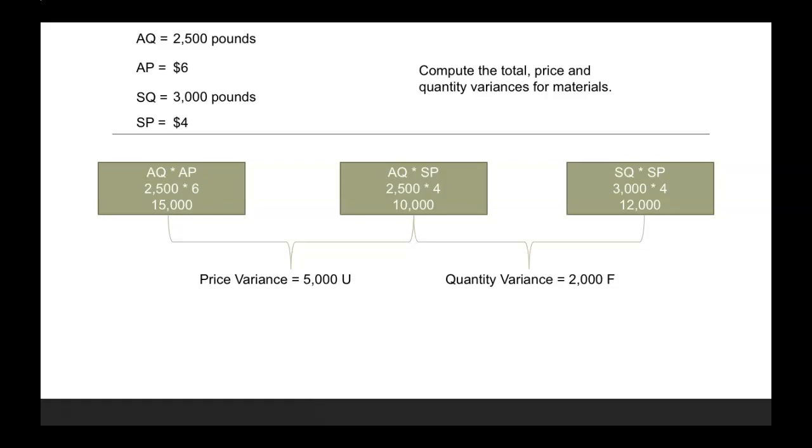So now we have a price variance of 5,000 unfavorable and a quantity variance of 2,000 favorable. Since they're different signs, right? One's unfavorable, one's favorable, we take the difference. So our total variance here will be 3,000. 5,000 minus 2,000. And since the price variance had more unfavorable than our quantity variance did favorable, we keep the unfavorable sign on our total variance.